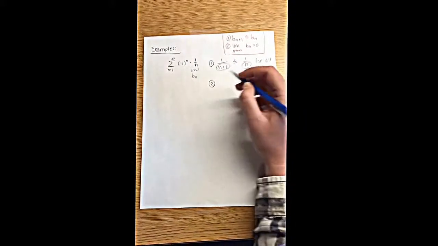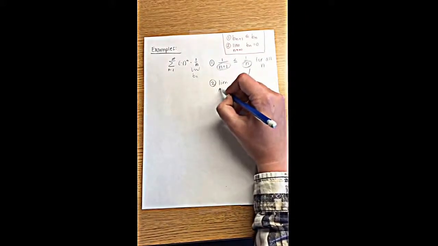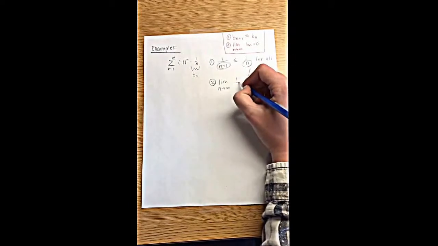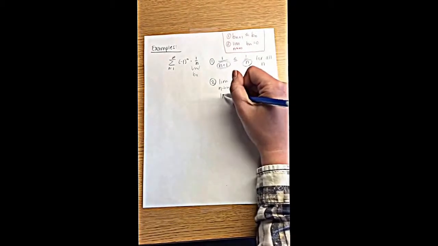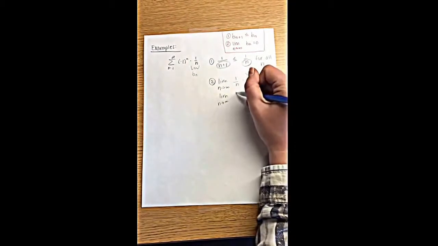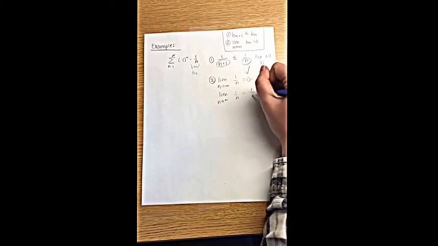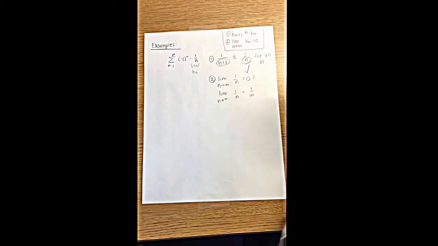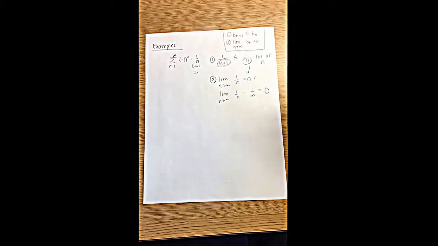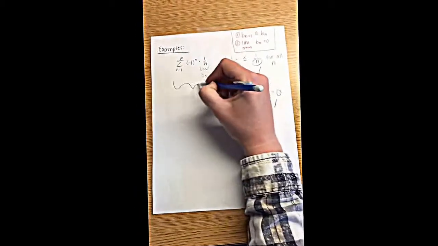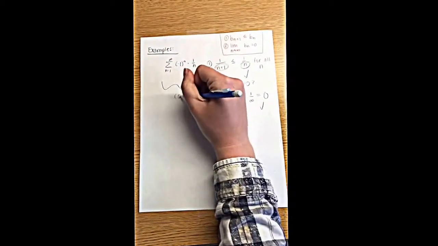Now for the second condition, is the limit as n approaches infinity of 1 over n equal to 0? Well, we know that the limit as n approaches infinity of 1 over n is equal to 1 over infinity. We also know that 1 over infinity gives you a very, very small number, which is close to 0. So the limit as n approaches infinity of 1 over n would equal 0, and the second condition is satisfied. Therefore, you know that this alternating series does in fact converge.